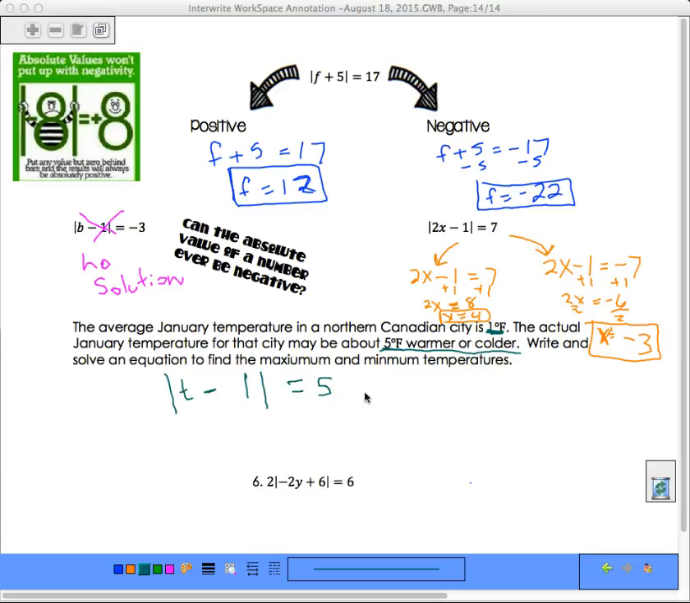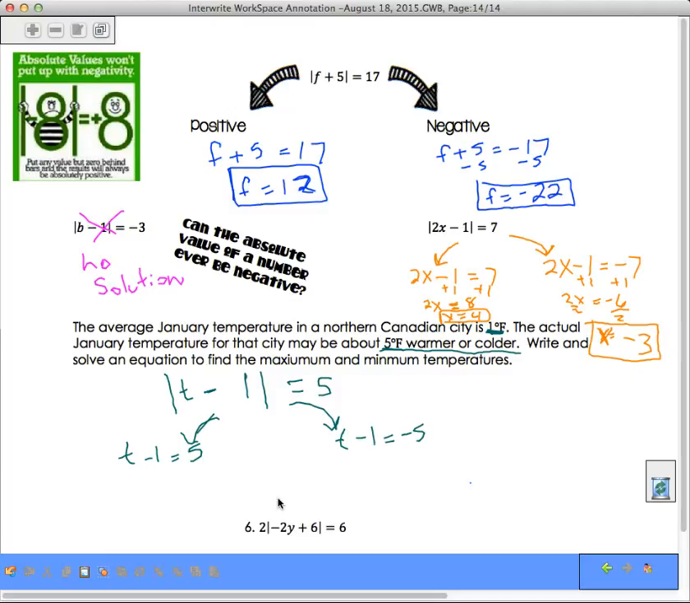Okay, so to solve this, we split it up into our 2 cases. So we have the positive case. So we wrote the equation, now we're solving it. Positive case and negative case. So I have T minus 1 equals positive 5, or T minus 1 equals negative 5. And here, let's move this down out of our way. Okay, so for this one, I'm going to add 1 over to get T by itself. So I have T equals 6.